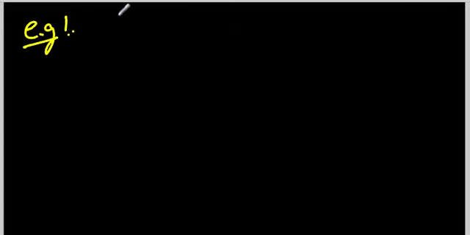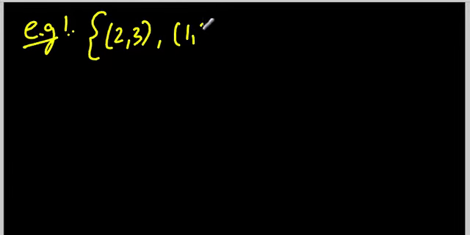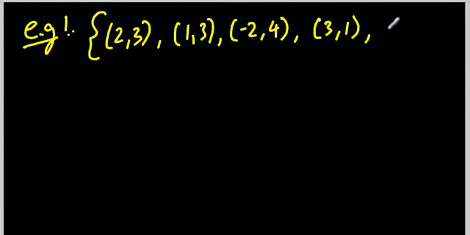So here's example 1. So I'm going to basically get a set. So here's (2, 3), (1, 3). Then let me get another point, (-2, 4). Let me get another point, which is (3, 1). And then let me get one more point, which is (2, 1).